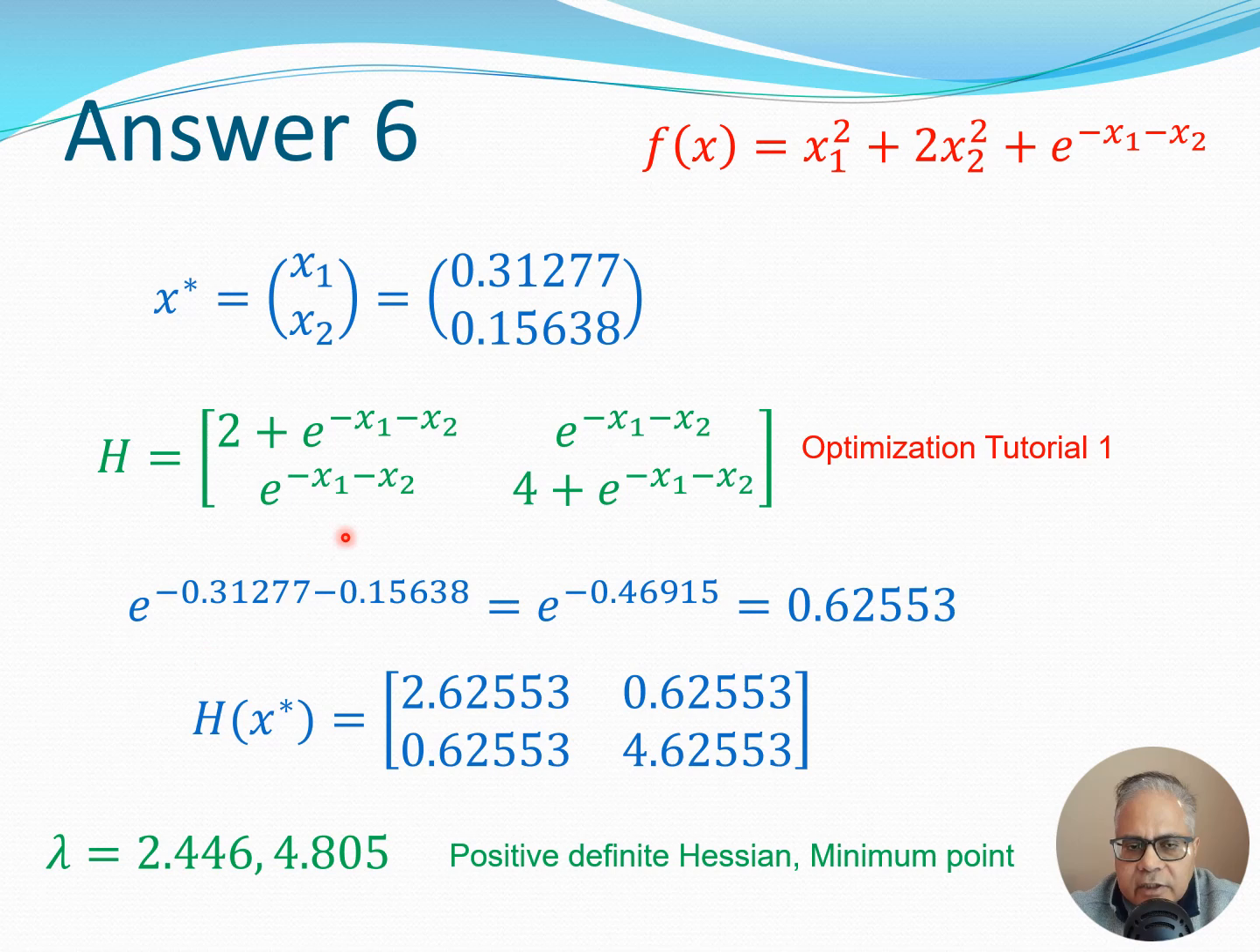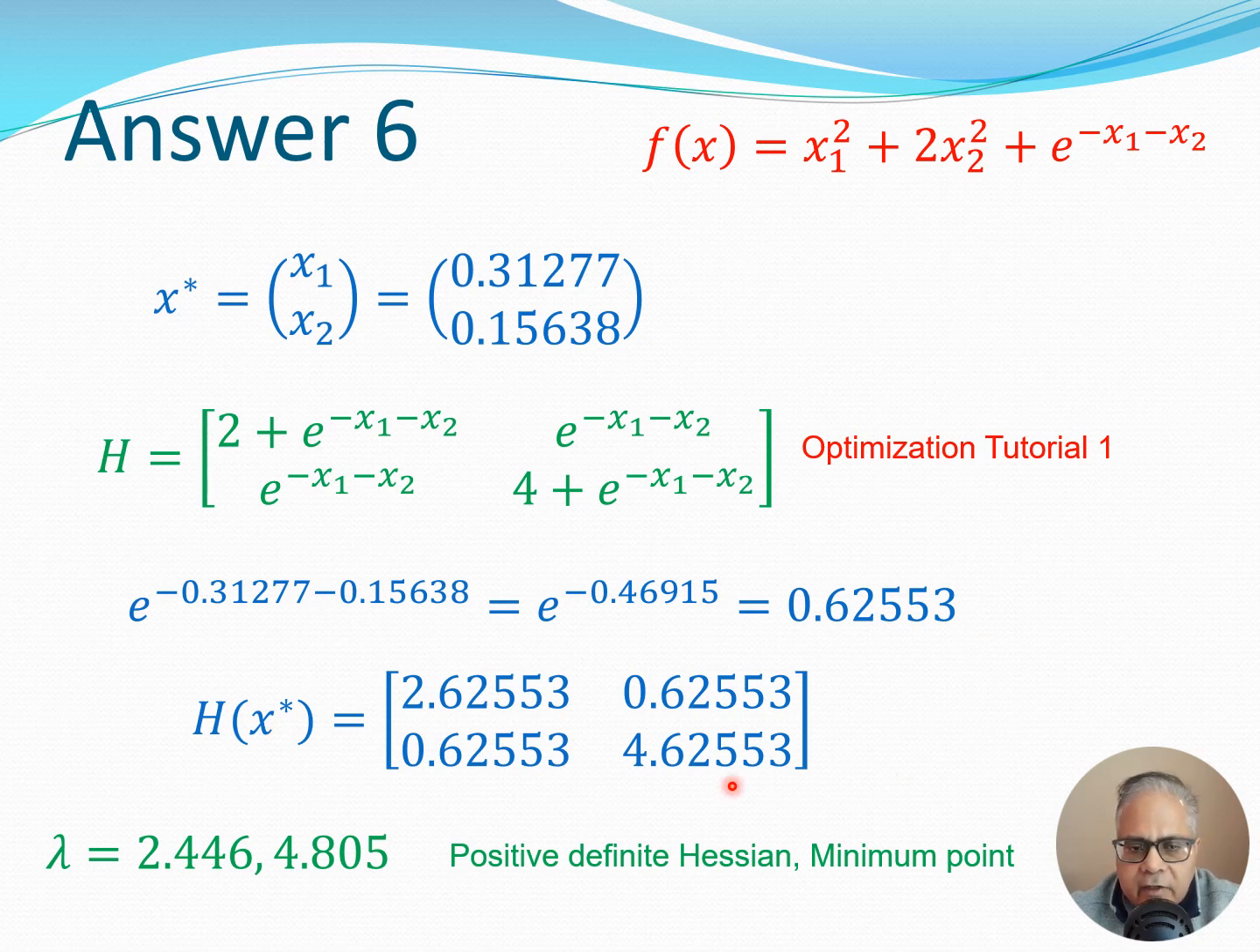So we do that here and we see that there is a term e to the power minus x1 minus x2 in this H matrix. So we can calculate this particular term. It comes to 0.62553. I put it in the H matrix. I get H at x star is this particular value. So remember that in the sufficient condition, you have to actually calculate the Hessian matrix at the value of x corresponding to the stationary point, and that's what we have done here.